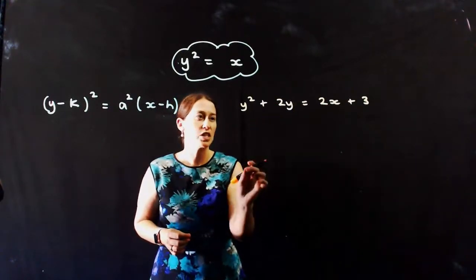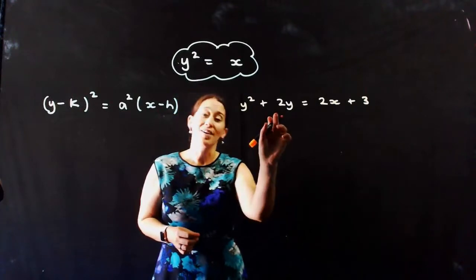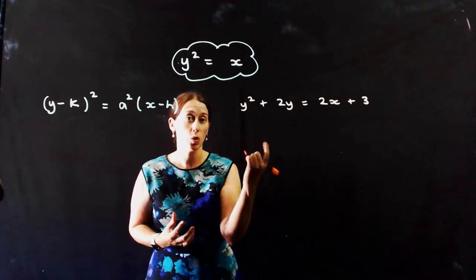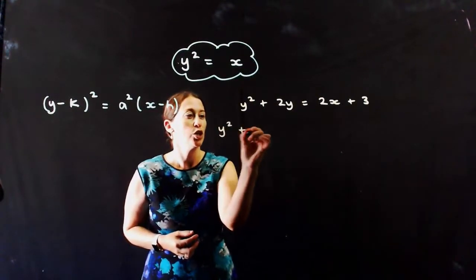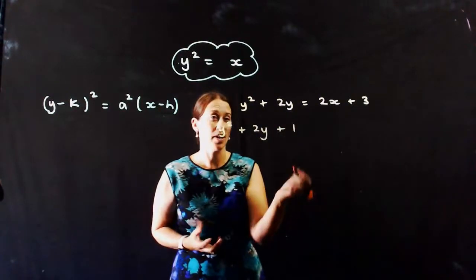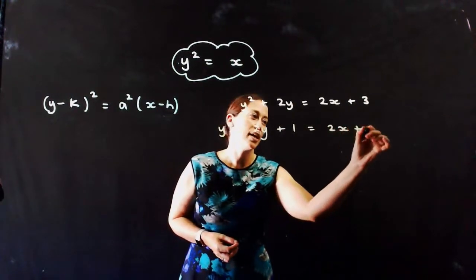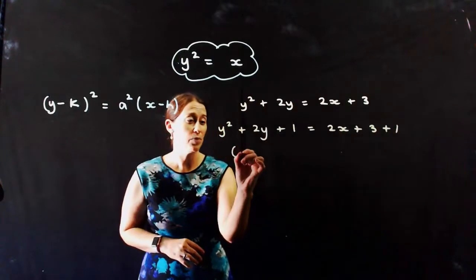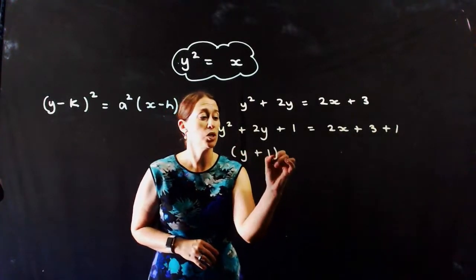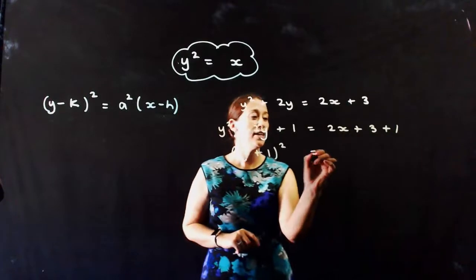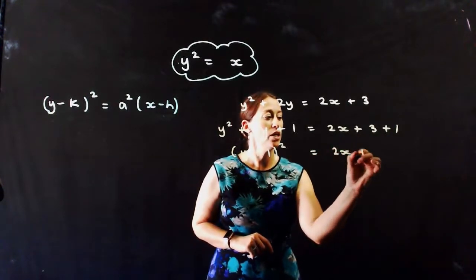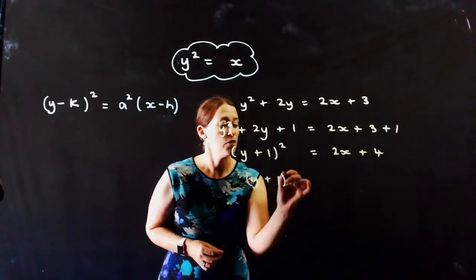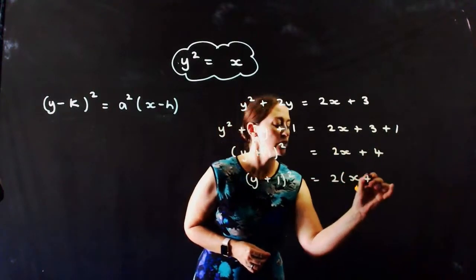So I want to make a perfect square on this side. In order to do that, I need to add half the coefficient of the y, which is 1 squared. So I'm going to add 1 squared to both sides. 1 squared is 1, and I need to add it to the right-hand side as well. This now factorizes perfectly to give me a perfect square. Well, y plus 1 all squared will be that. And on the right, I've got 2x plus 4, which can also be factorized by pulling the 2 out. So if I pull the 2 out, I get x plus 2.